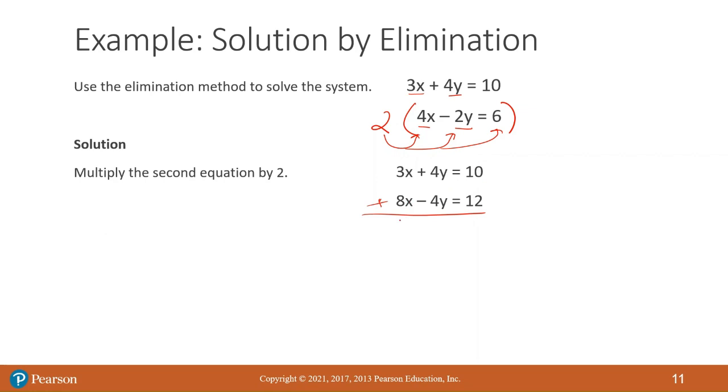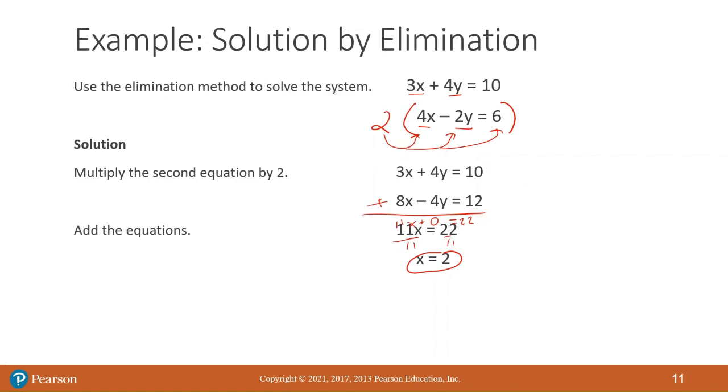8x plus 3x is 11x. 4y minus 4y is 0. 10 plus 12 is 22. That's where the 11x equals 22 comes from. Then all you have to do is divide by 11, and you will see that x equals 2. Okay, once you find that x equals 2, go to any of the original equations and plug 2 in for x, and you can find your y.